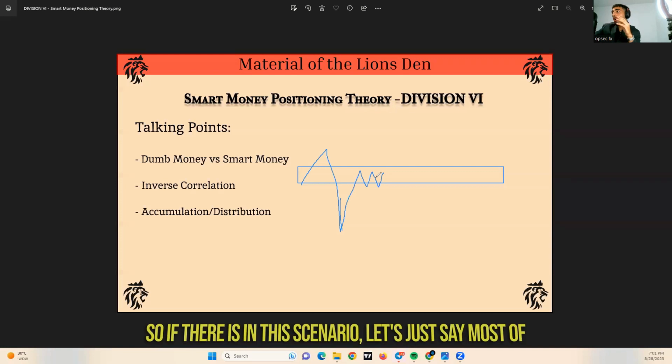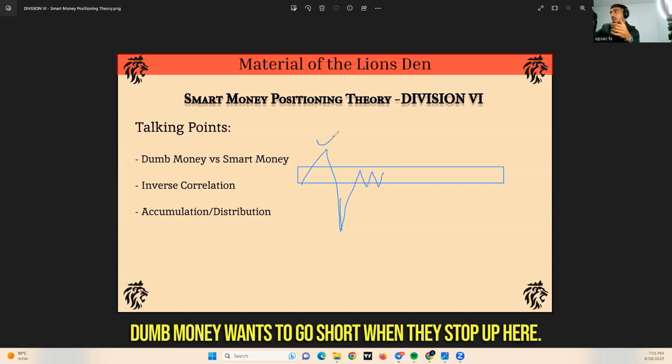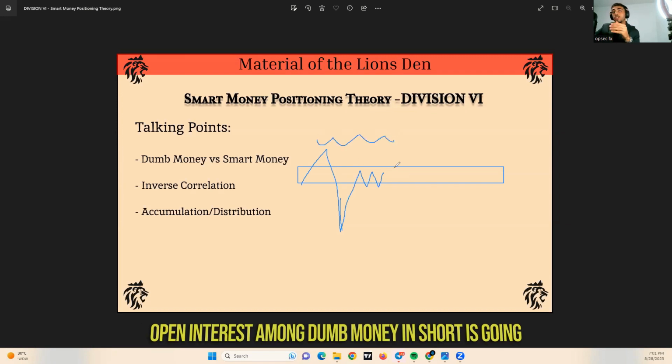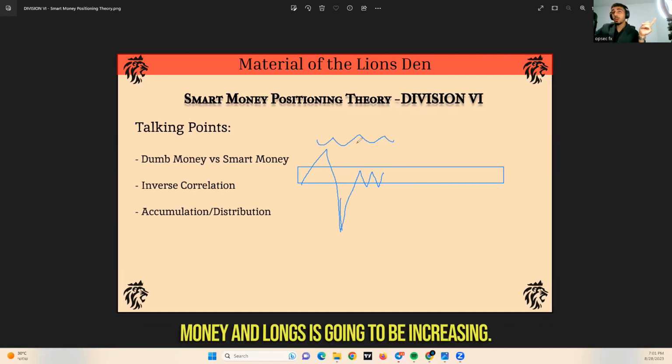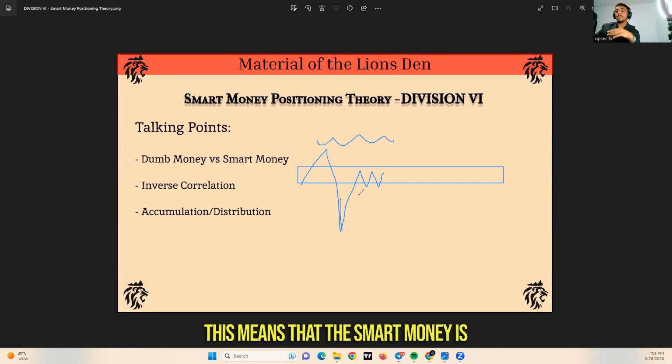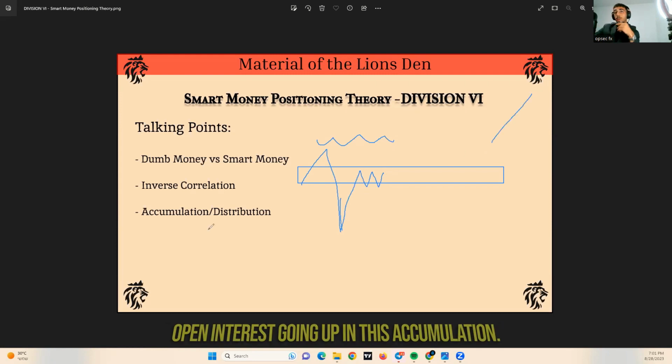Okay, so in this scenario, let's just say most of the dumb money wants to go short when they stop up here. Open interest among the dumb money in shorts is going to be increasing, which means open interest among smart money in longs is going to be increasing. This means that the smart money is facilitating the dumb money's shorts over here, and this accumulation is causing open interest to go up. Open interest is going up in this accumulation.